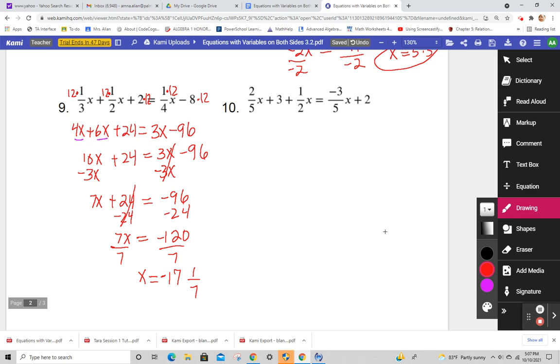Actually, why don't you pause the video and you try number 10 on your own, come back and check. All right, so the first thing we're going to do is get the least common multiple. And if you said that's 10, that is correct. So we're going to multiply this by 10, this number by 10, numerator here by 10, numerator here by 10, and this by 10. Okay, 10 times 2 is 20 over.